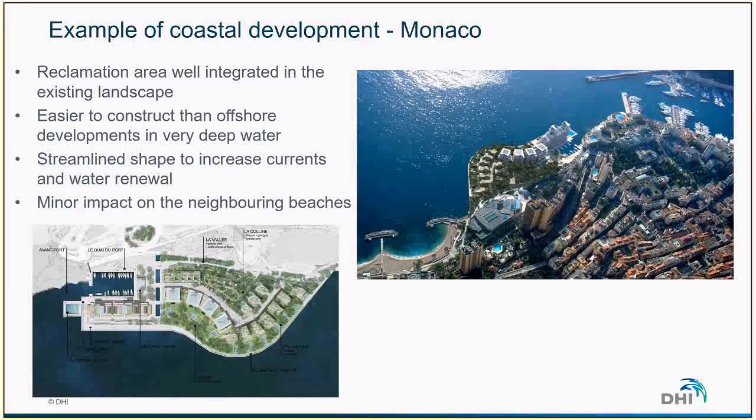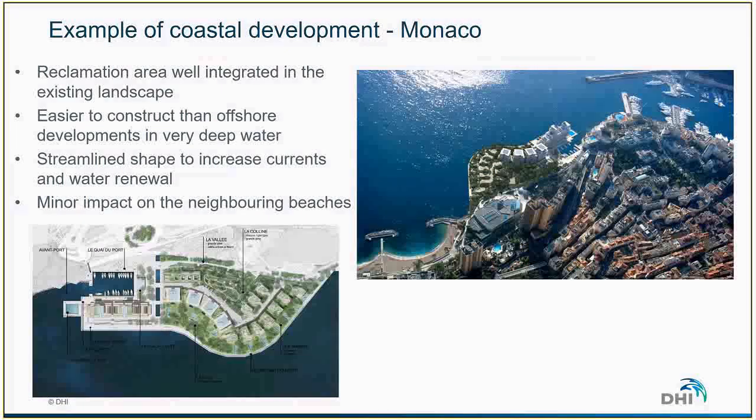This is the design that has been selected and which is being constructed right now. As we can see, this design is very well integrated in the existing landscape. We can nearly not see it. Actually, if we didn't know that it was a drawing, we could not guess that it's added to the actual landscape. So it's very well integrated.